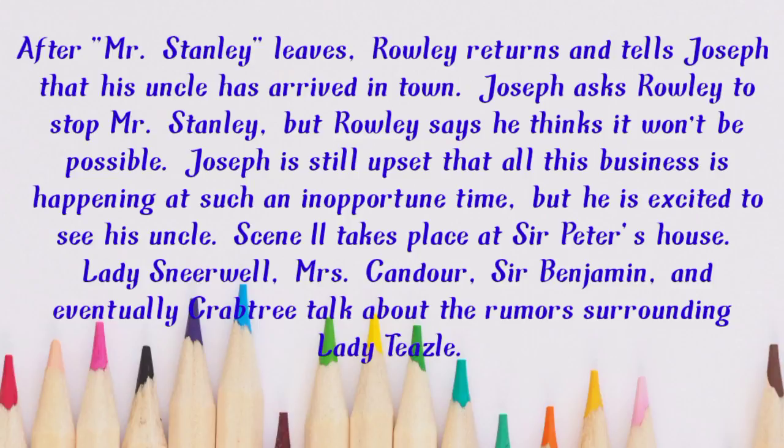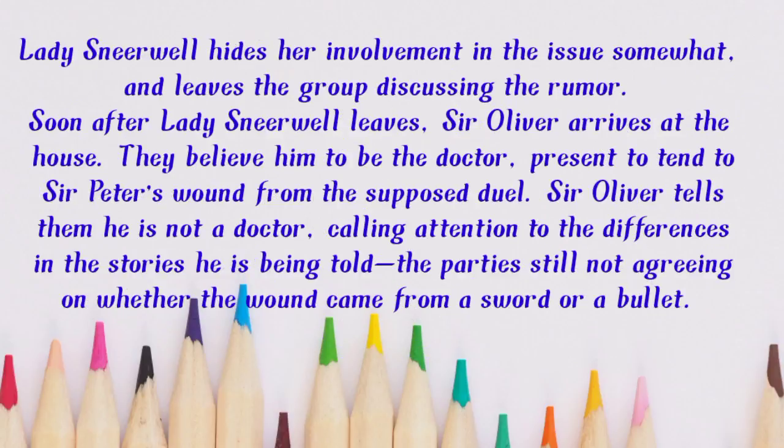Lady Sneerwell, Mrs. Candour, Sir Benjamin, and eventually Crabtree talk about the rumor surrounding Lady Teazle. They report to one another that Charles and Sir Peter supposedly had a duel, either with sword or gun. Lady Sneerwell hides her involvement in the issue somewhat and leaves the group discussing the rumor.